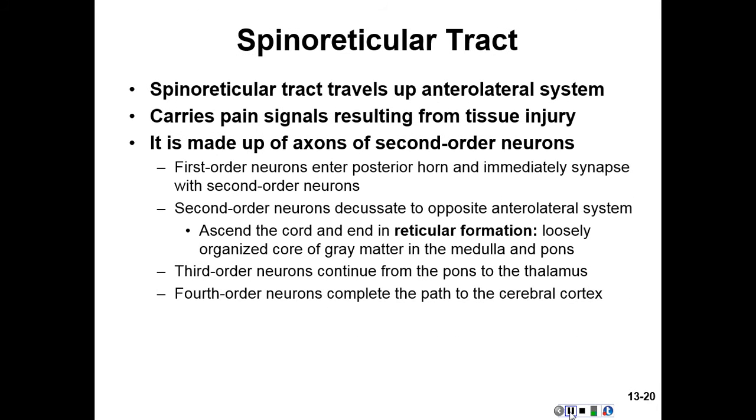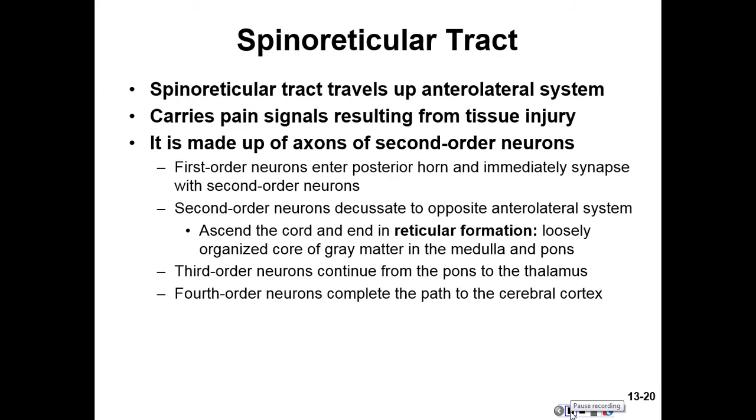Alright, the spinoreticular tract, again, carries pain signals based on injured body tissue. They can extend up into the reticular formation. Again, it has gray matter in the medulla oblongata and pons. They also continue from the pons to the thalamus, and from there it can travel on up to the cerebral cortex. So again, the spinoreticular tract goes up the front and lateral portion of the body. It deals strictly with pain signals.